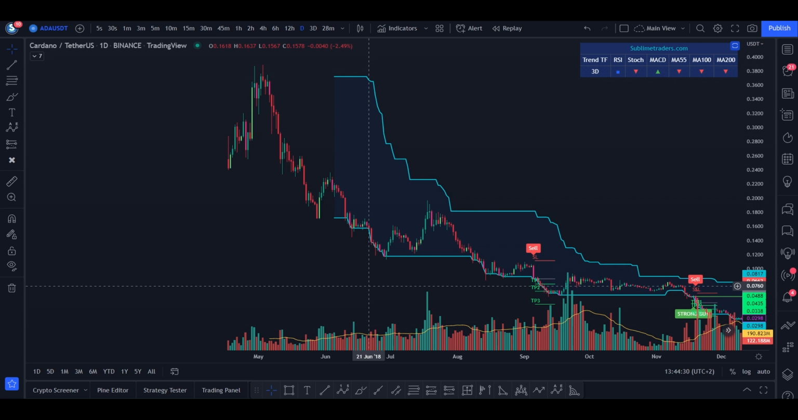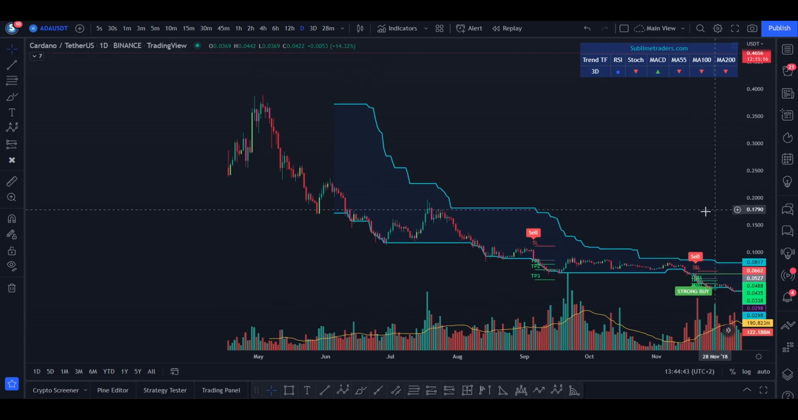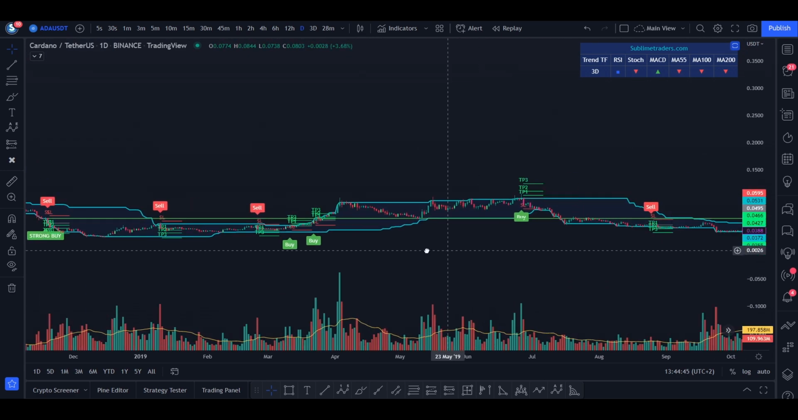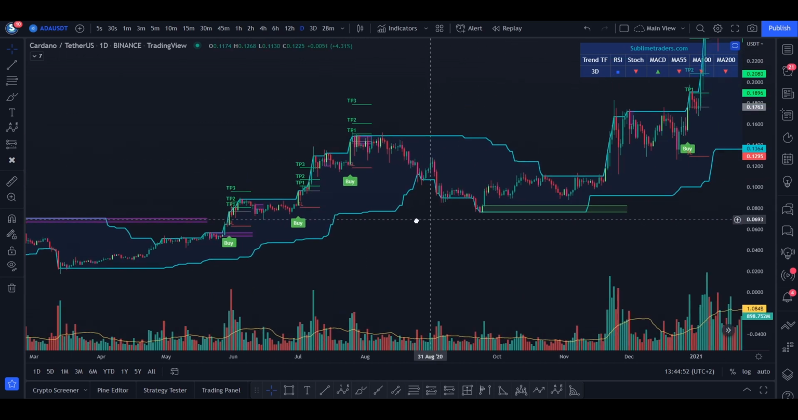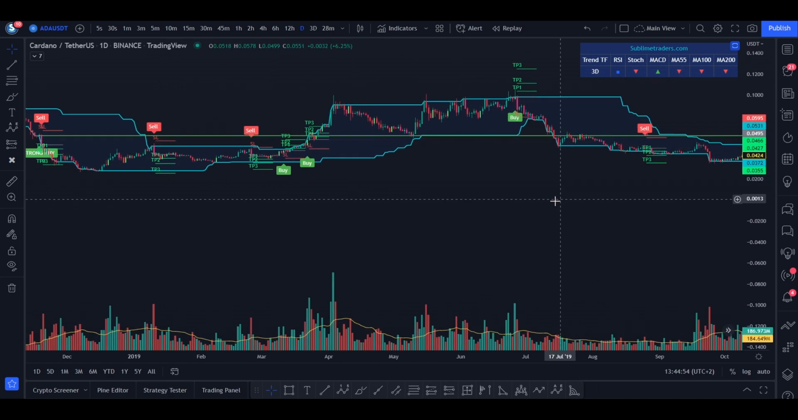Hey everyone, in this video we are going to talk about the Brutal Scalps indicator, and we will see that it can also be used for larger time frames. On this chart I have Cardano on the daily chart, and we will see that in all these trades that the algorithm has taken, we only miss a few. So let's start with the beginning.